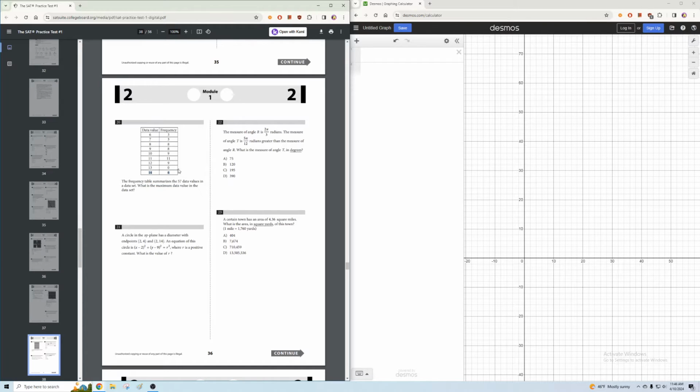It's just 14. Okay, so it's just a frequency table, and you have 6 data values that are 14, so 14 is the highest out of all of these. No Desmos necessary for this one.